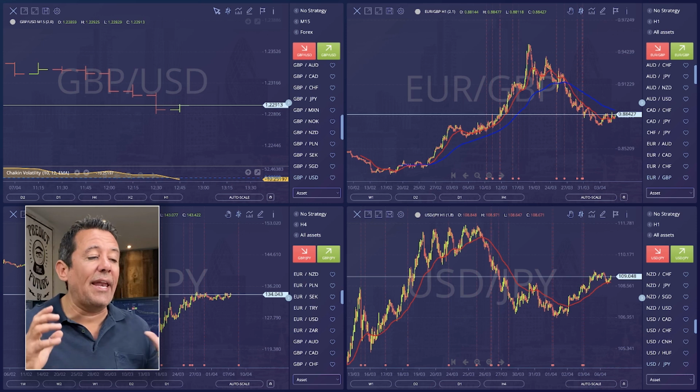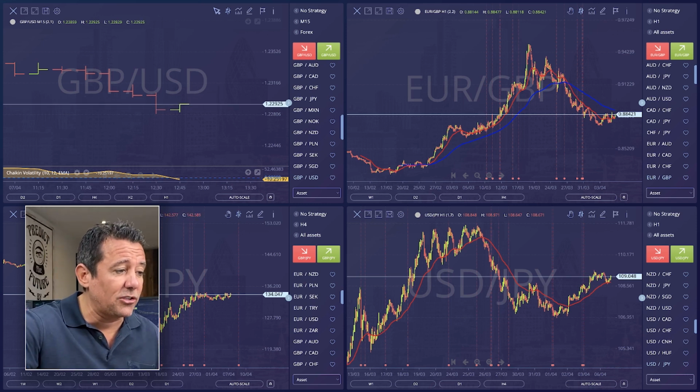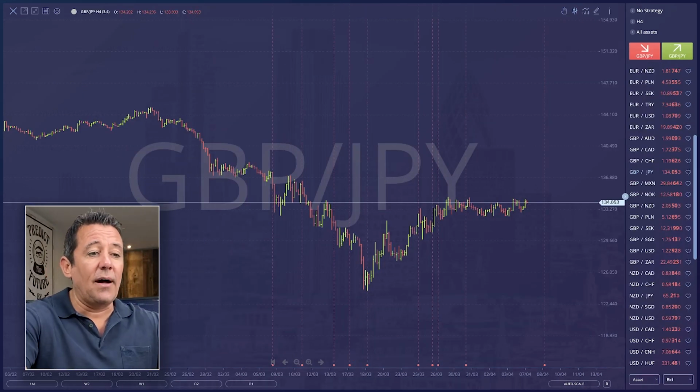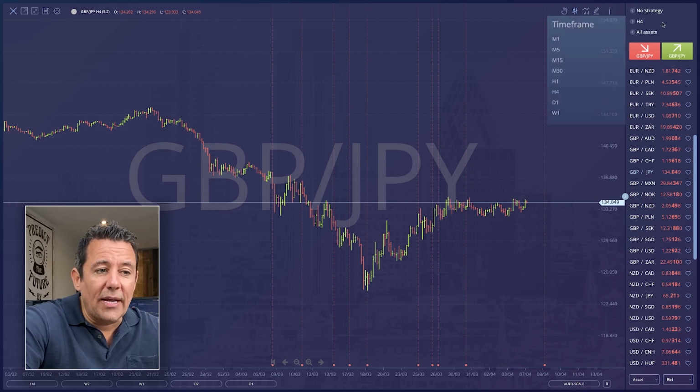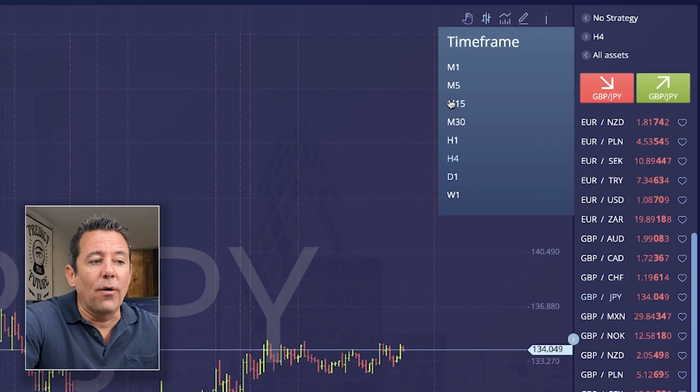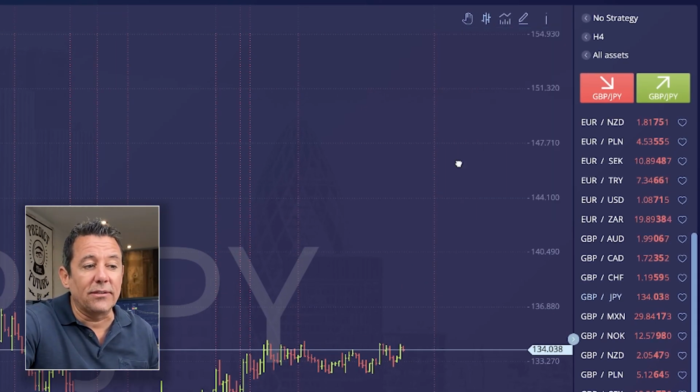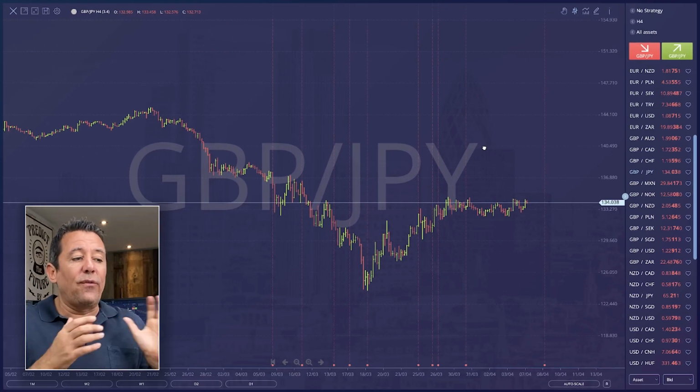I'm going to look at the sterling yen chart. So for those of you using smart charts, bring up your sterling yen chart, go to the top right hand corner here and make sure you hit H4. That means you're looking at a 4-hour chart. So this is the H4 4-hour chart for sterling yen.